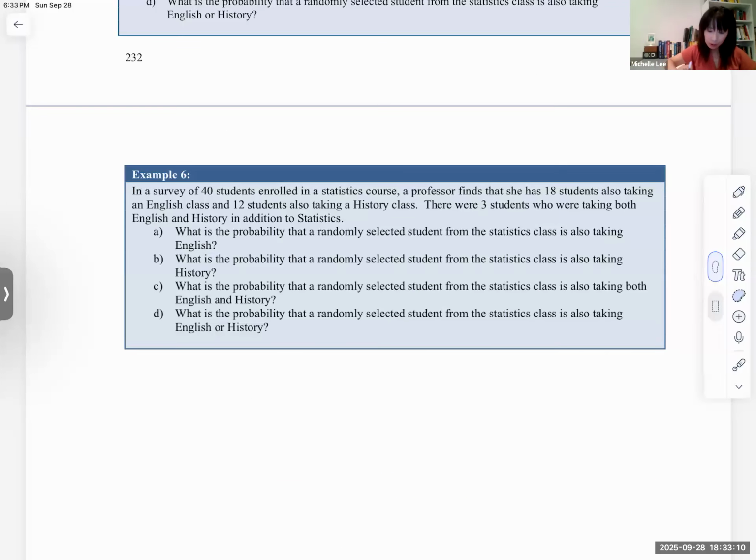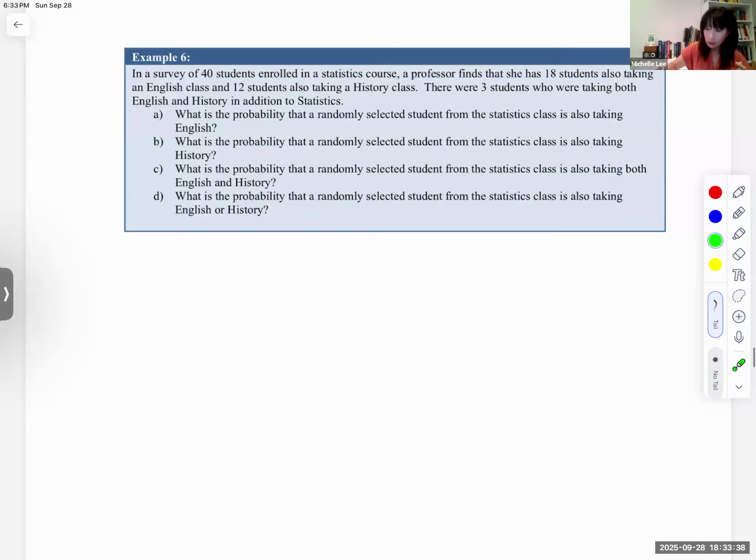Okay, so let's do this example. 40 students enrolled in a statistics course. The professor finds she has 18 students also taking English and 12 students also taking history class. There were 3 students taking both English and history, in addition to statistics. So let's make a Venn diagram here.